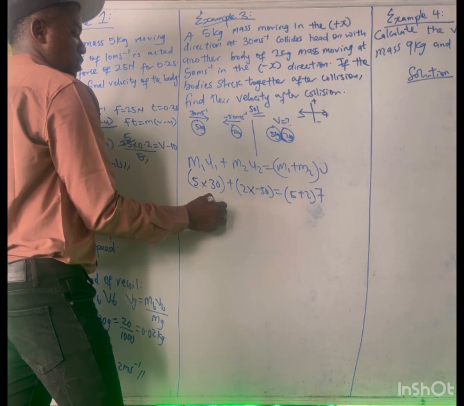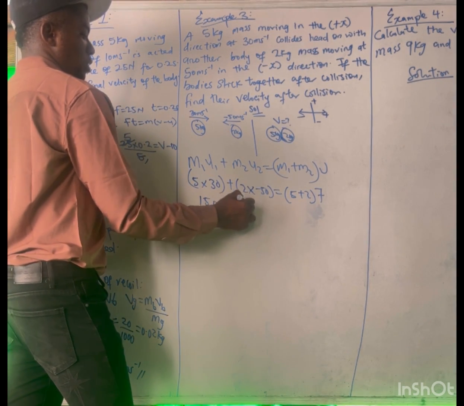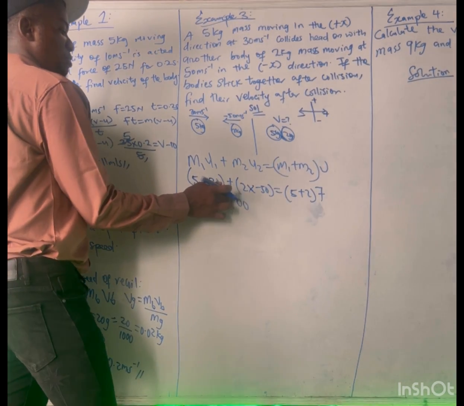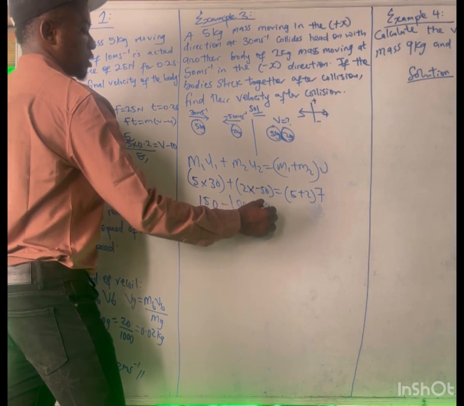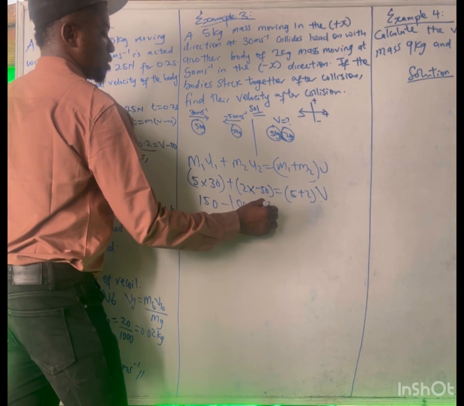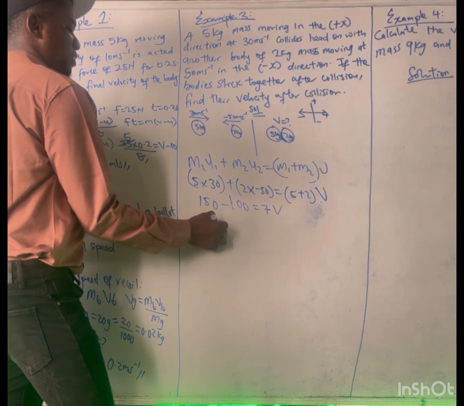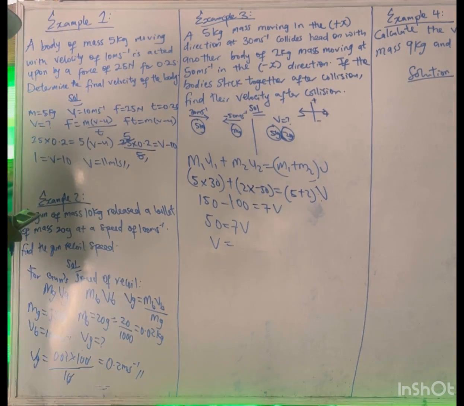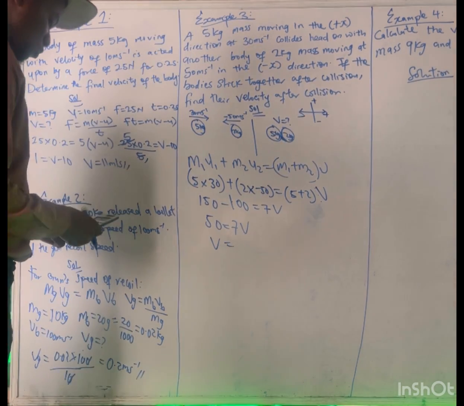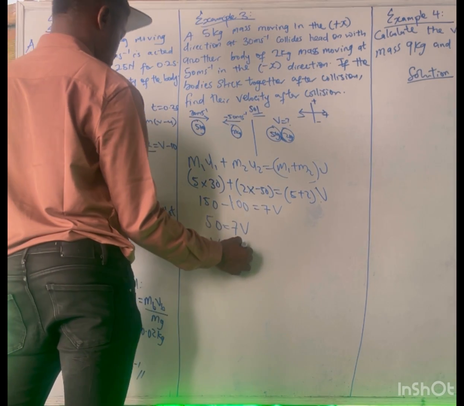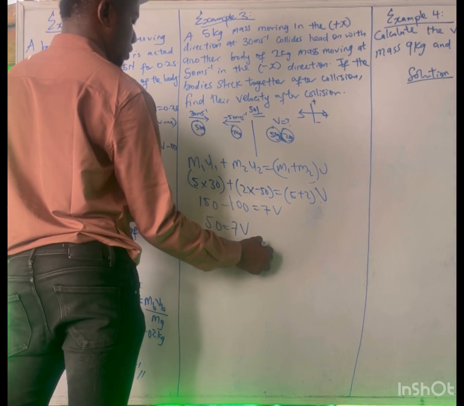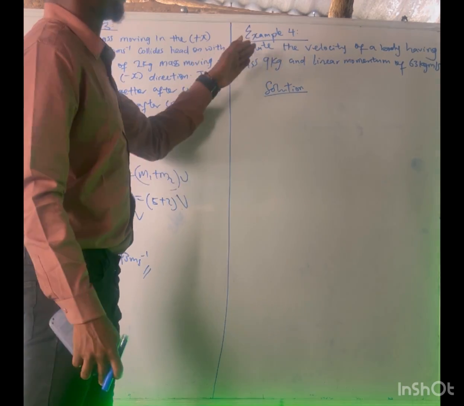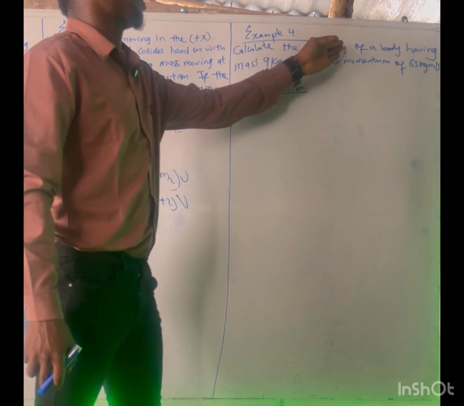This is 150 minus 100, because 2 times minus 50 is minus 100. So 50 equals 7V. Then if you press 50 divided by 7 on the calculator, your V is 7.143 meters per second. Last example for this particular video is: calculate the velocity of a body.